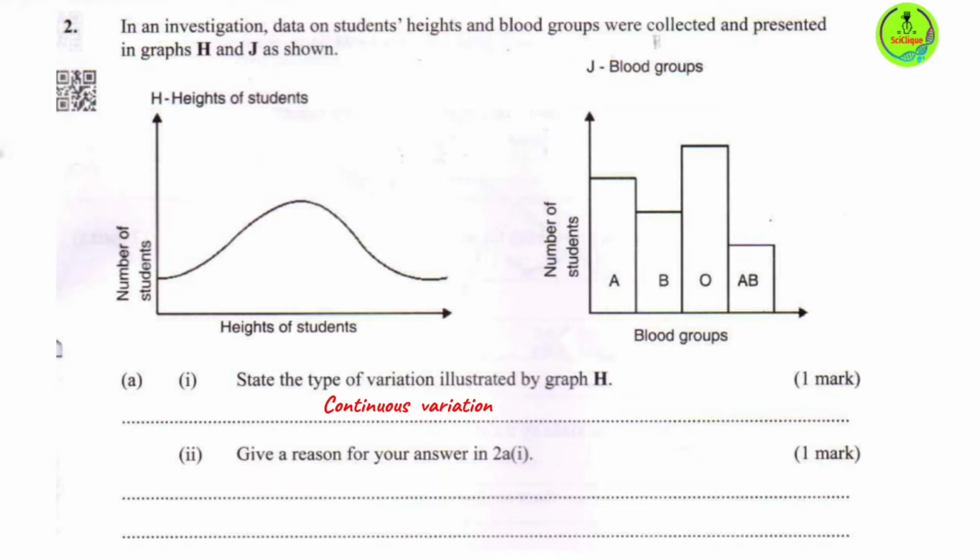Roman 2, give a reason for your answer in 2A. Now, the reason is because you have a wide range of variations. Now, this type of curve is known as a normal distribution curve.